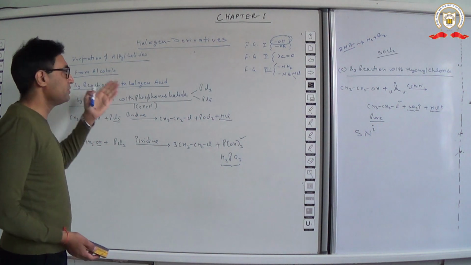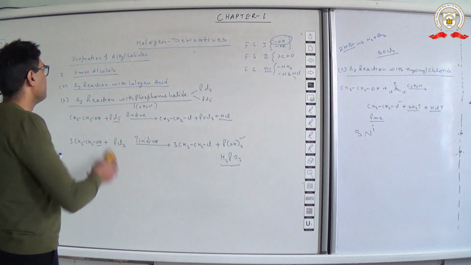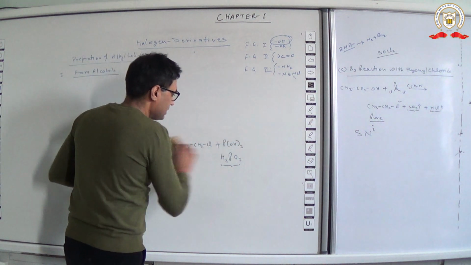Now what are the rest of the methods by which we can prepare alkyl halide? It's not only alcohol from which I will get alkyl halide. There are plenty of other methods also. I tell you, the second method which I am going to use here is from alkane.